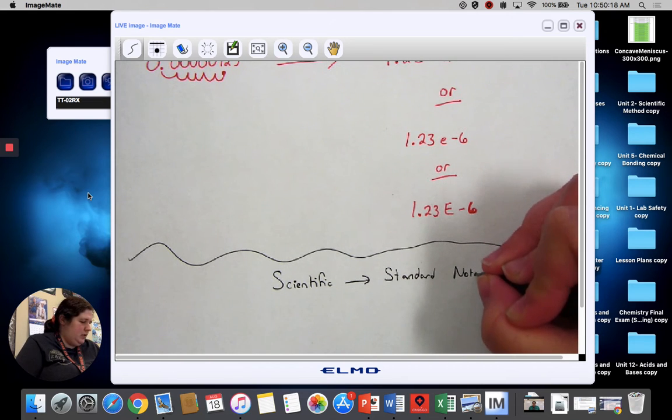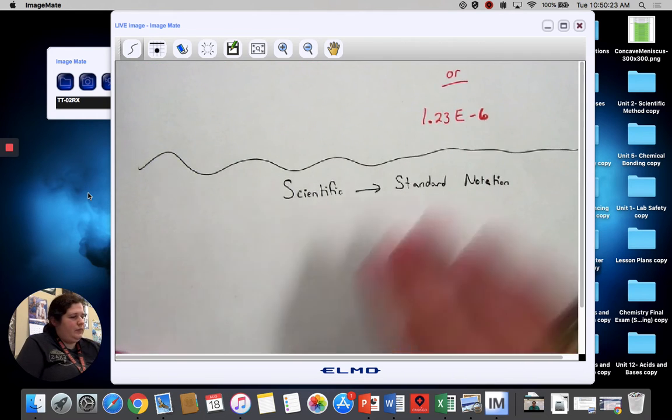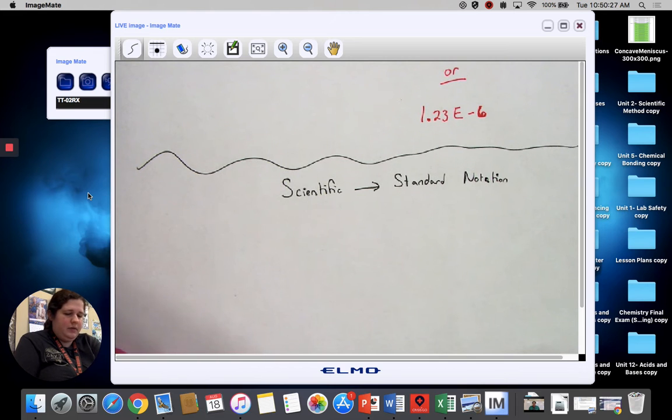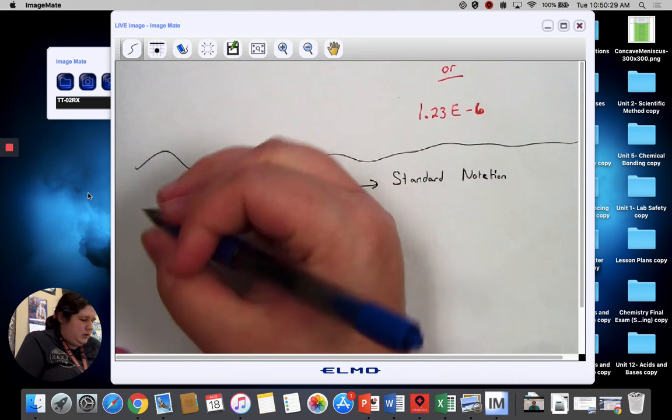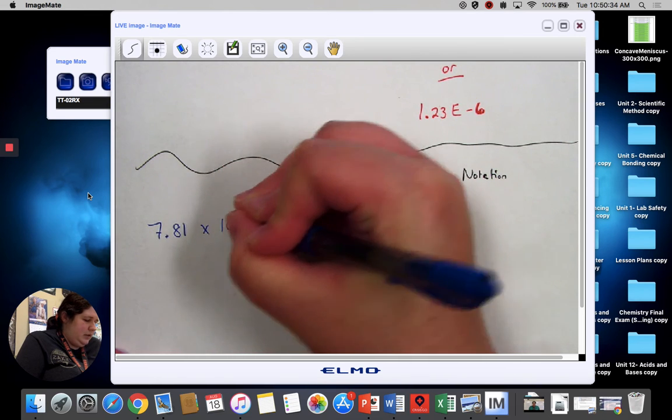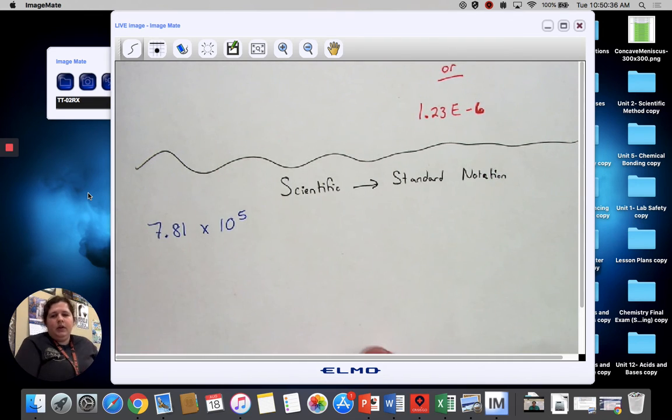Okay, so let's take a look. So let's say that I have 7.81 times 10 to the power of 5. If you are not a scientist, or if you don't do math problems all day long, this probably means nothing to you. Okay? Not as much as seeing a number written in standard notation would.